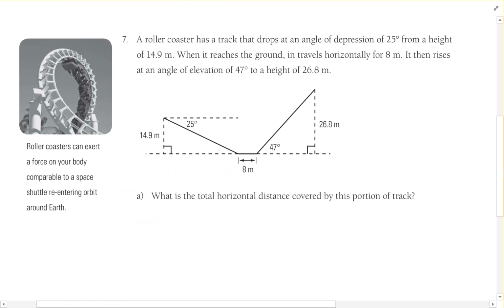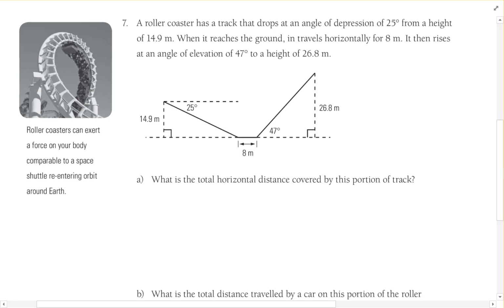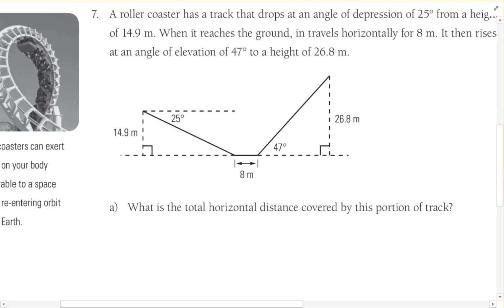Okay, number 7. A roller coaster has a track that drops at an angle of depression of 25 degrees from a height of 14.9 meters. When it reaches the ground, it travels horizontally for 8 meters. Then it rises at an angle of elevation of 47 degrees to a height of 26.8 meters. Luckily, they've drawn us a picture, so we really just need to look at the picture now. It wants to know the total horizontal distance. So all we need is to figure out this part of the triangle and this part of this triangle, and then add it to 8, and that would be our total, right?